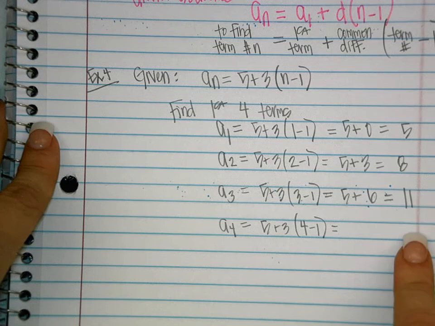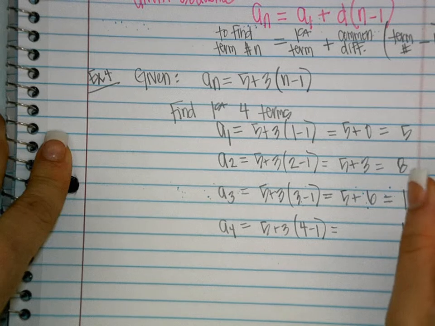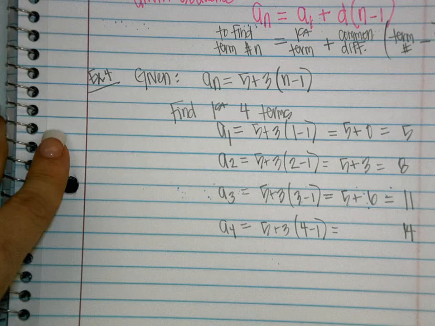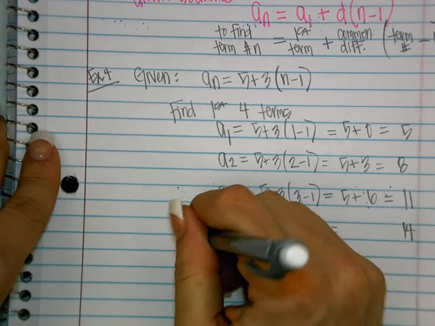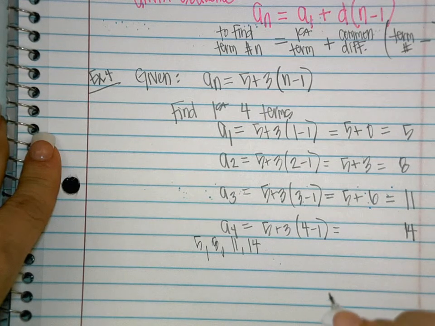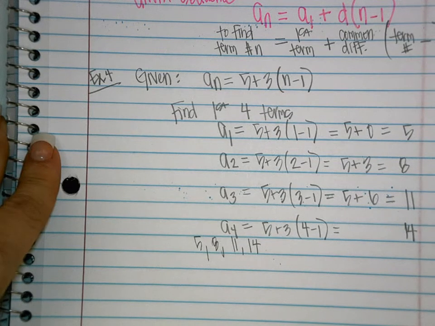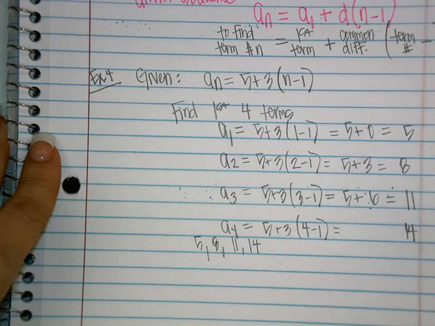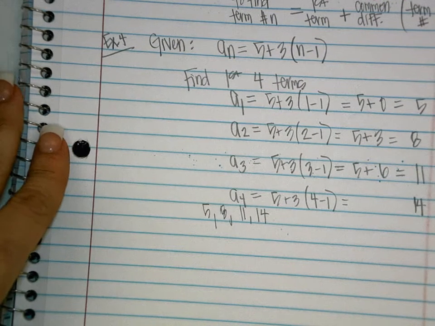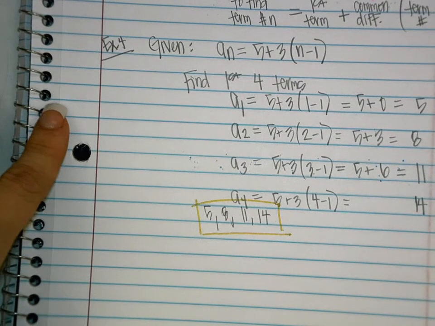What do you think my next one's going to be? What are we obviously increasing by? 3's. So this would be 14. So if I asked you to write the first 4 terms in this arithmetic sequence, you would write 5, 8, 11, and 14. Is Jake up here? Yeah, he is. 5, 8, 11, and 14. That's the answer.